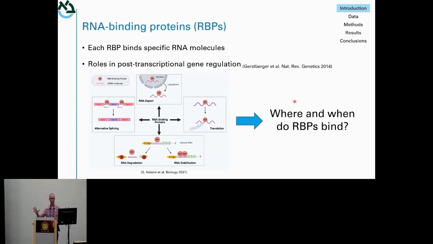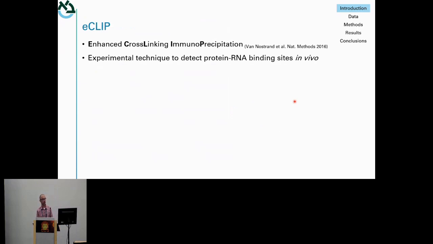And then the question that researchers ask is, where do these RBPs bind, and when do they bind? I think it's a question that many in the audience here are also dealing with, and this is what we want to solve. So indeed, researchers have developed experimental techniques to measure where RBPs bind across the transcriptome.